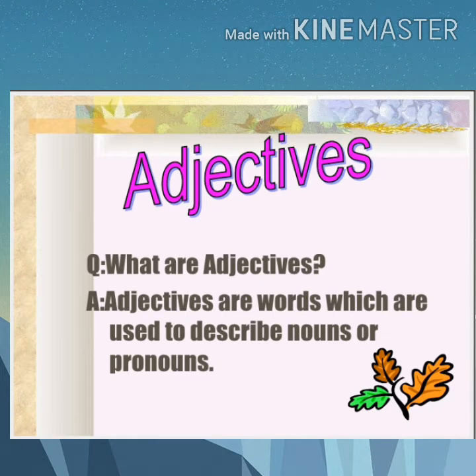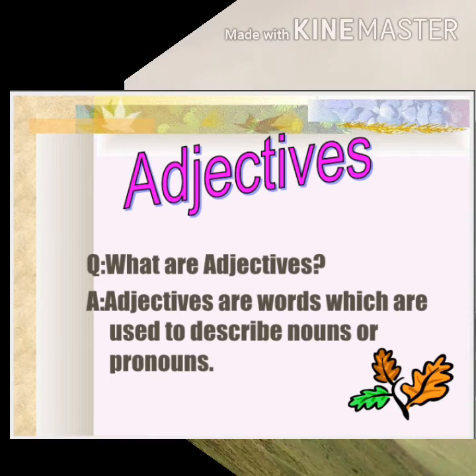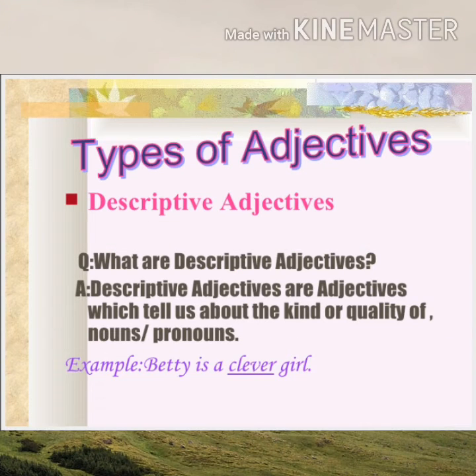Let's try to understand the adjective in the form of question and answer. What are adjectives? Adjectives are words which are used to describe a noun or pronoun. मीन्स एडजेक्टिव वो वर्ड्स हैं जो किसी नाउन या प्रोनाउन को डिस्क्राइब करते हैं. नाउ लेट्स सी द टाइप्स ऑफ एडजेक्टिव्स.